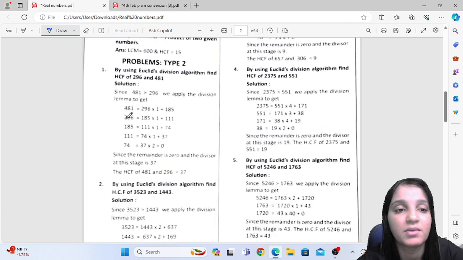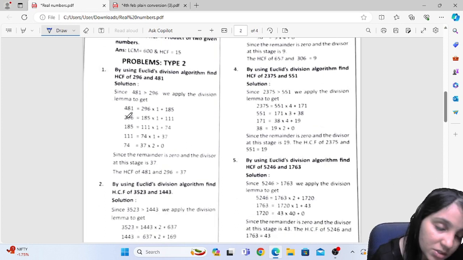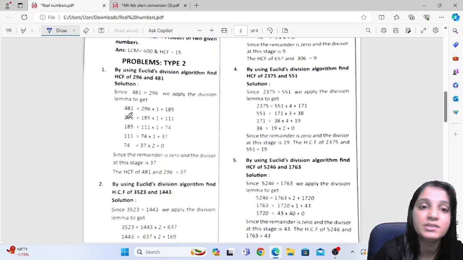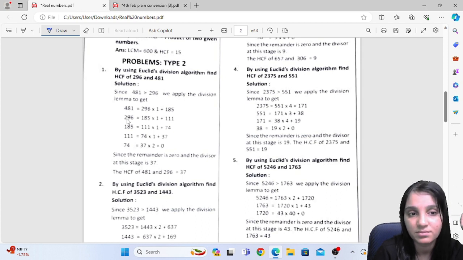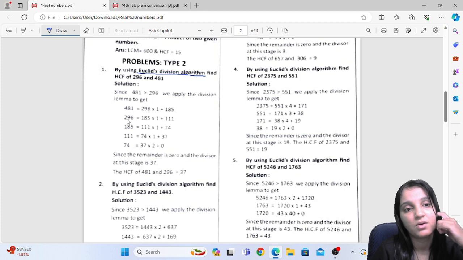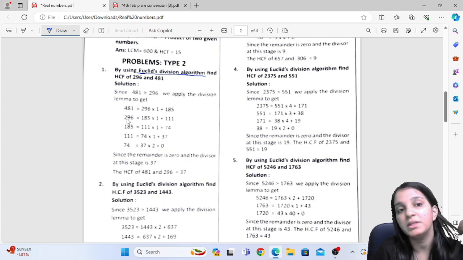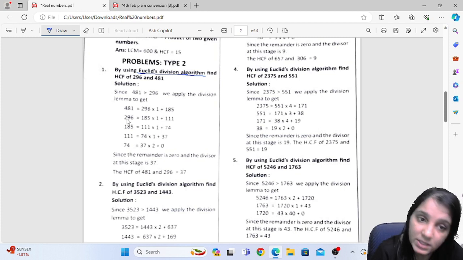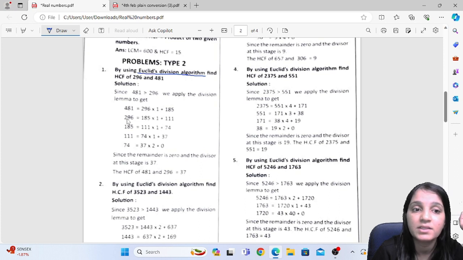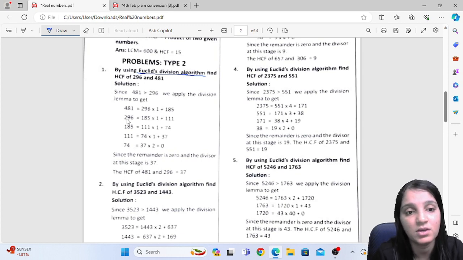Then the second type. Now this is very important in your further studies also, Euclid's division algorithm. What will be the question? By using Euclid's division algorithm, find the HCF of 296 and 481. Now, you will be given two numbers. You have to verify which is the greater number.